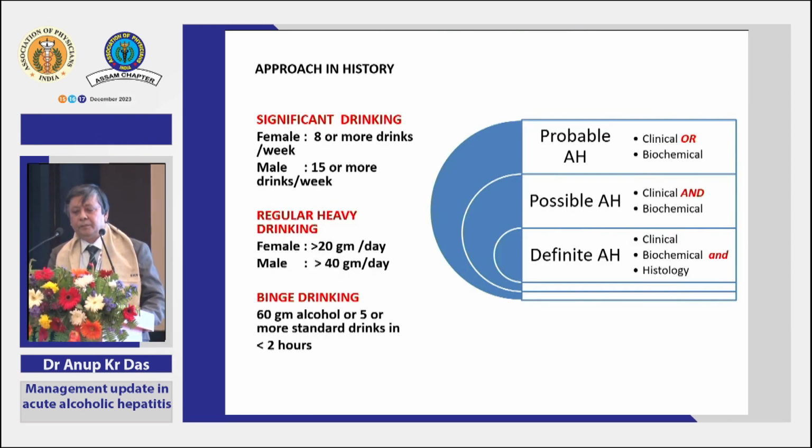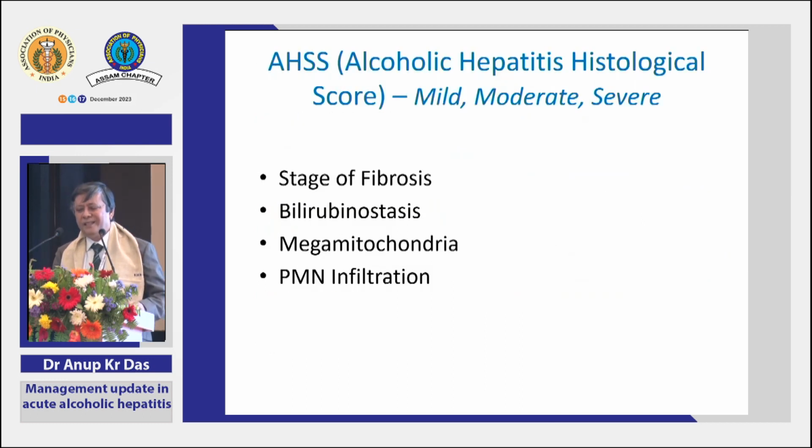Now, in history, what do we do? Female 8 or more drinks per week, male 15 or more drinks per week. That will tell us whether there is significant drinking or not. And regular heavy drinking is more than that, and binge drinking is a very short period of very huge amount of alcohol ingestion within 2 hours. That is binge drinking. All are harmful to the body.